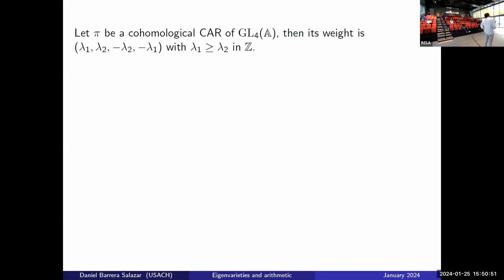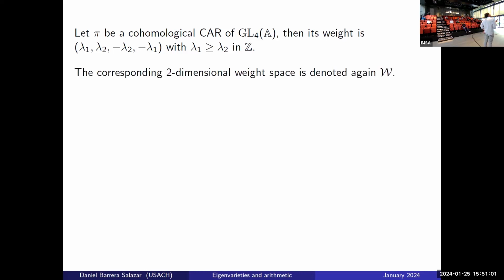So you have a 4-dimensional weight space that we are interested in, but if you care just about these automorphic representations, you have something 2-dimensional. So we will consider just this 2-dimensional part of the weight space, and we call it W again. The eigenvariety we call X_p again. This is the eigenvariety, but consider that it's a piece of the other one. It's not the full eigenvariety, it's just a piece that we were interested in.